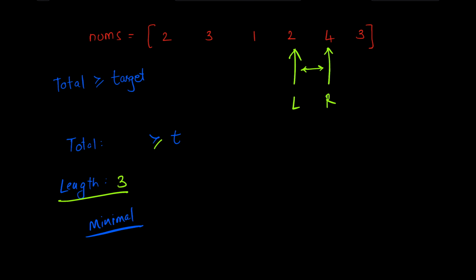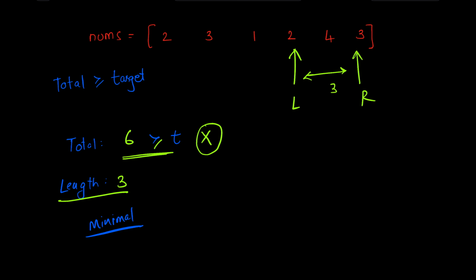Now we have two elements in the subarray, 2 and 4, whose total is 6, which is not greater than or equal to the target. The criteria is not met, which means we need to increment the right pointer. With 3 elements in the subarray and the total is 9, it matches the criteria, but as its length is not smaller than the minimum length that we have calculated, minimum length will not be updated.